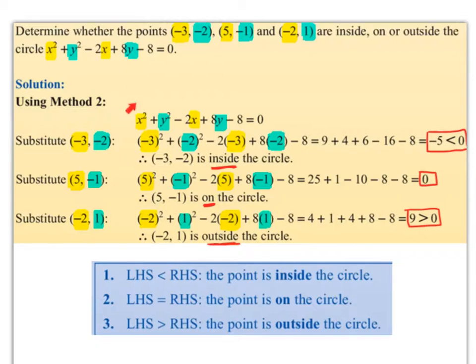Next, we swap each of those x's for 5 with brackets, and each of the y's for -1 with brackets. We multiply out, and we end up with 0. And since 0 is what we had on the right hand side, we have 0 is equal to 0, so the point (5, -1) is on the circle. And for the last one, we swap each of those x's for -2 with brackets, swap each of those y's for 1 with brackets, and multiplying out, we end up with 9, which is greater than 0, so the point (-2, 1) is outside the circle.